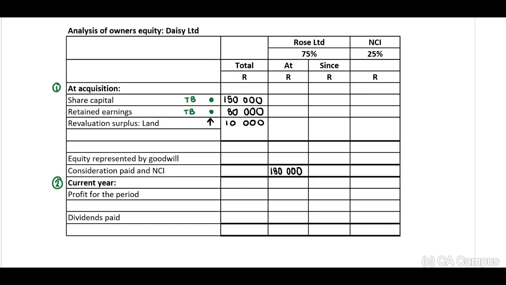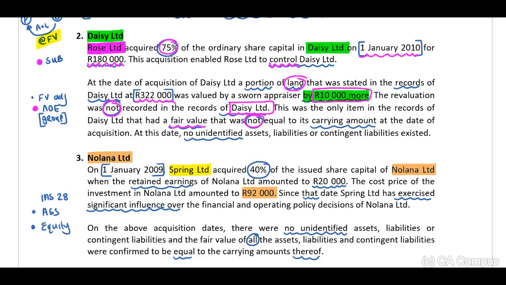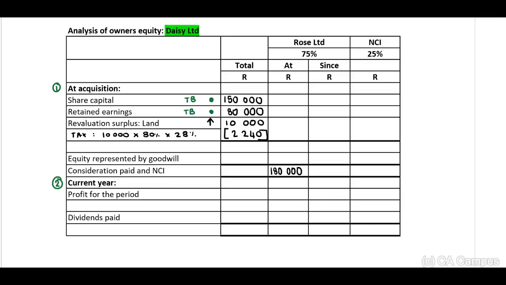But what do we need to remember in terms of IAS 12? The tax on our land will be based on CGT. Therefore, 10,000 times 80% times 28%. And this will be an amount of 2,240. And we can tick off our 10,000 as well as our 180,000, guys. Let's ensure I have included the 180,000, the consideration paid.